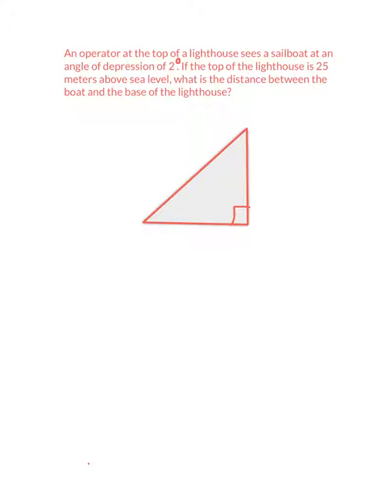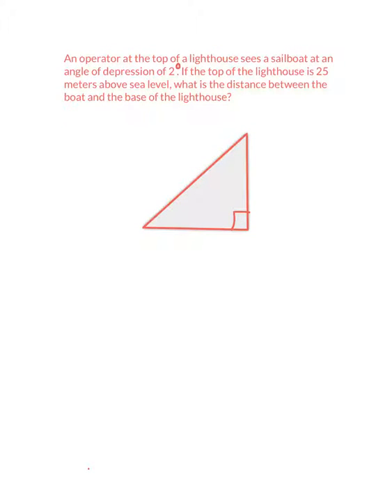In our last problem for today, it says an operator at the top of a lighthouse sees a sailboat at an angle of depression of 2 degrees. If the top of the lighthouse is 25 meters above sea level, what is the distance between the boat and the base of the lighthouse? So now we need to label our diagram. So here's the top of the lighthouse. So again, I'm going to write the word lighthouse. Now we can start labeling our diagram. So I know this is my lighthouse here.